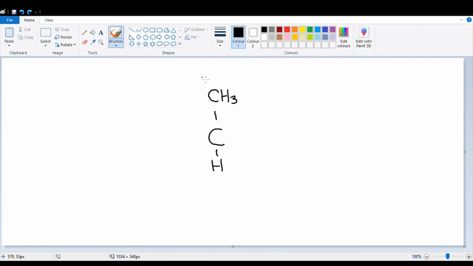Or they may not give you the molecule that's attached to the variable group, in which case you would just replace this CH3 with an R. But for now, let's leave it as CH3. So the next thing we need to do is to be able to draw out our amino and our carboxyl groups in full. So let's start with the amino group.